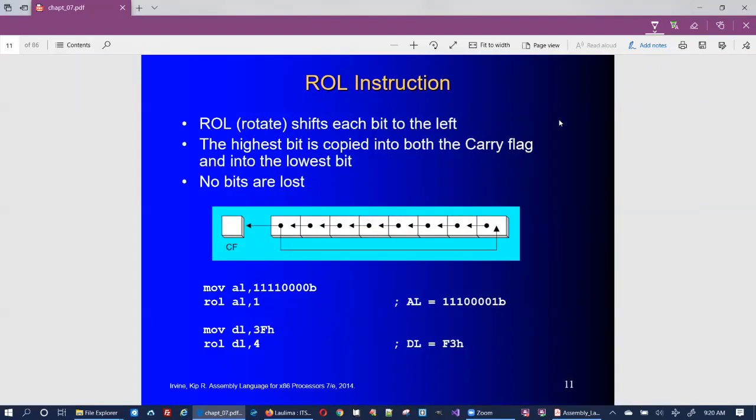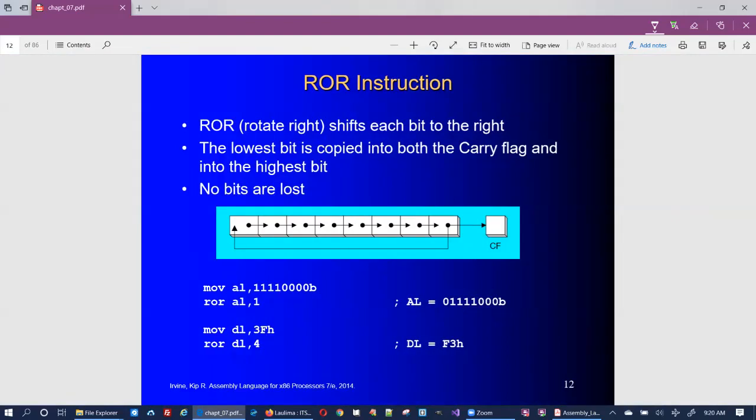The rotate left instruction, we're rotating now. What happens is the highest order bit gets wrapped around and stuck into the lowest order bit. The highest order bit also goes into the carry flag, but it also goes into the lowest order bit, instead of a 0 going in there, or instead of the other carry going in there. This one goes in there, the highest order bit.